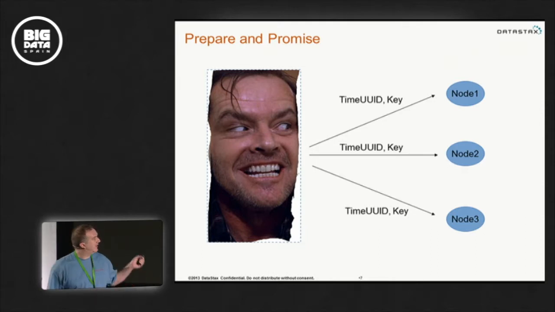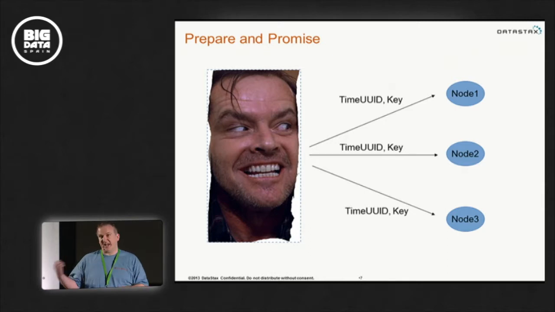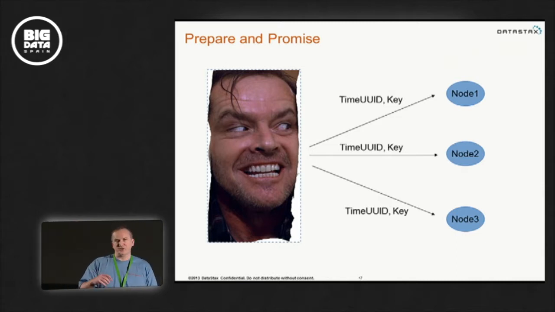So what we do is, the guy who's coordinating, or should I say the guy who has an insert that he wants to run, will send out the current time as a UUID and the name of the value that he wants to change to all of the nodes. Technically, it's all of the nodes that we're replicating to. So we have what's called a replication factor, which is how many copies of your data you want to keep.